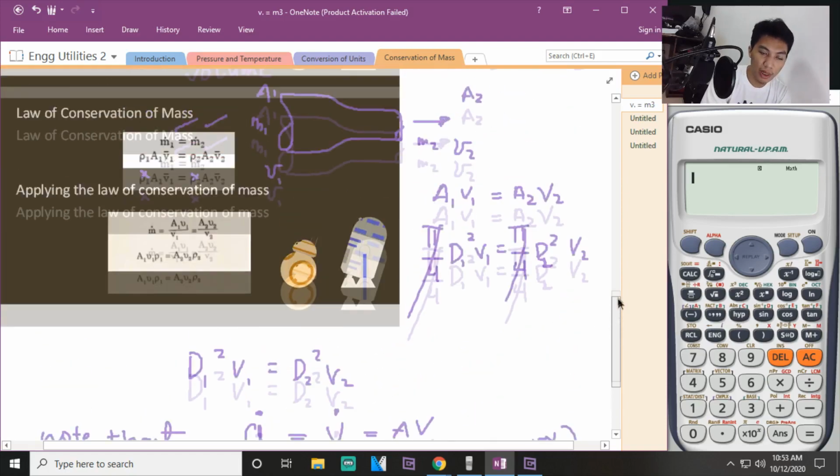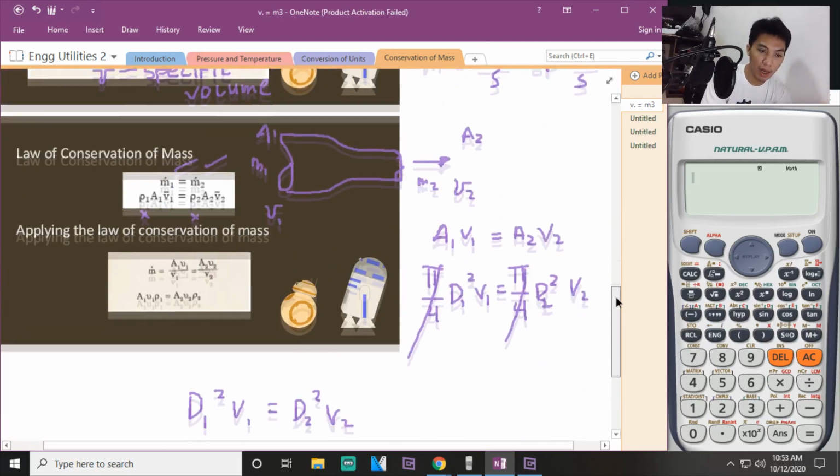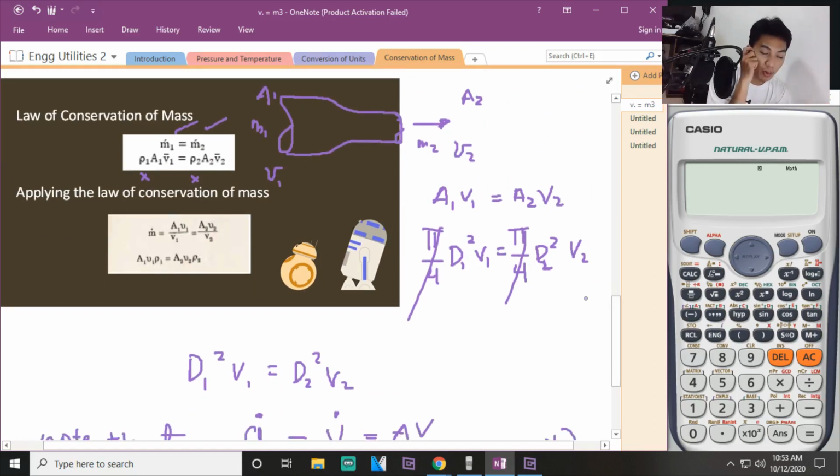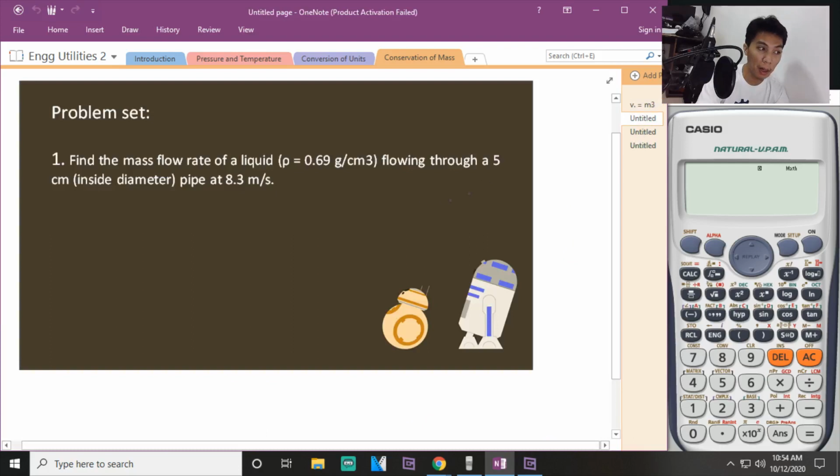So, that is for the law of conservation of mass. Ngayon, para mas maintindihan natin siya, the best way for us para maintindihan nga siya is to use this in actual problems. So, we have prepared actual problems here. Okay? So, magsosolve na tayo.